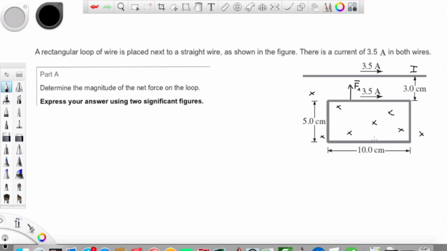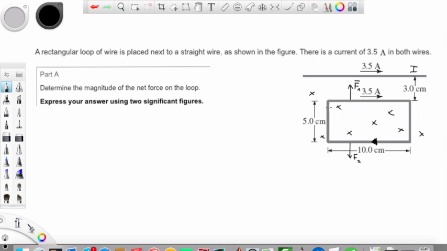On the other hand, the direction at the bottom is the reverse, so there's going to be force downwards. So this one and this one are repelling each other because the currents are in opposite direction.